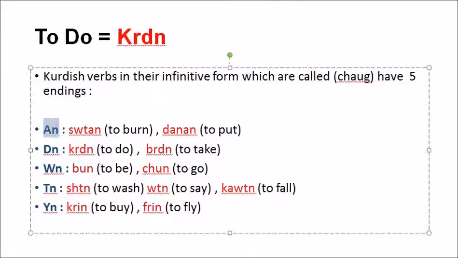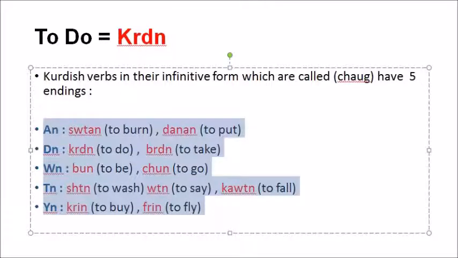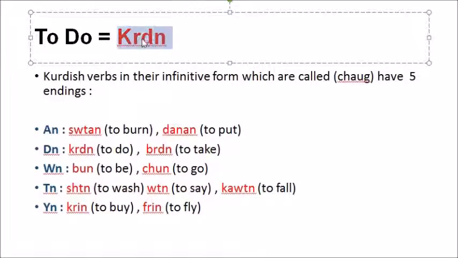So their bases have five endings in Kurdish. There are those bases which end in a and n, those which end in d and n, W and N, T and N, and E and N. So in Kurdish there are five endings for each verb, okay? Krdn is D and N.